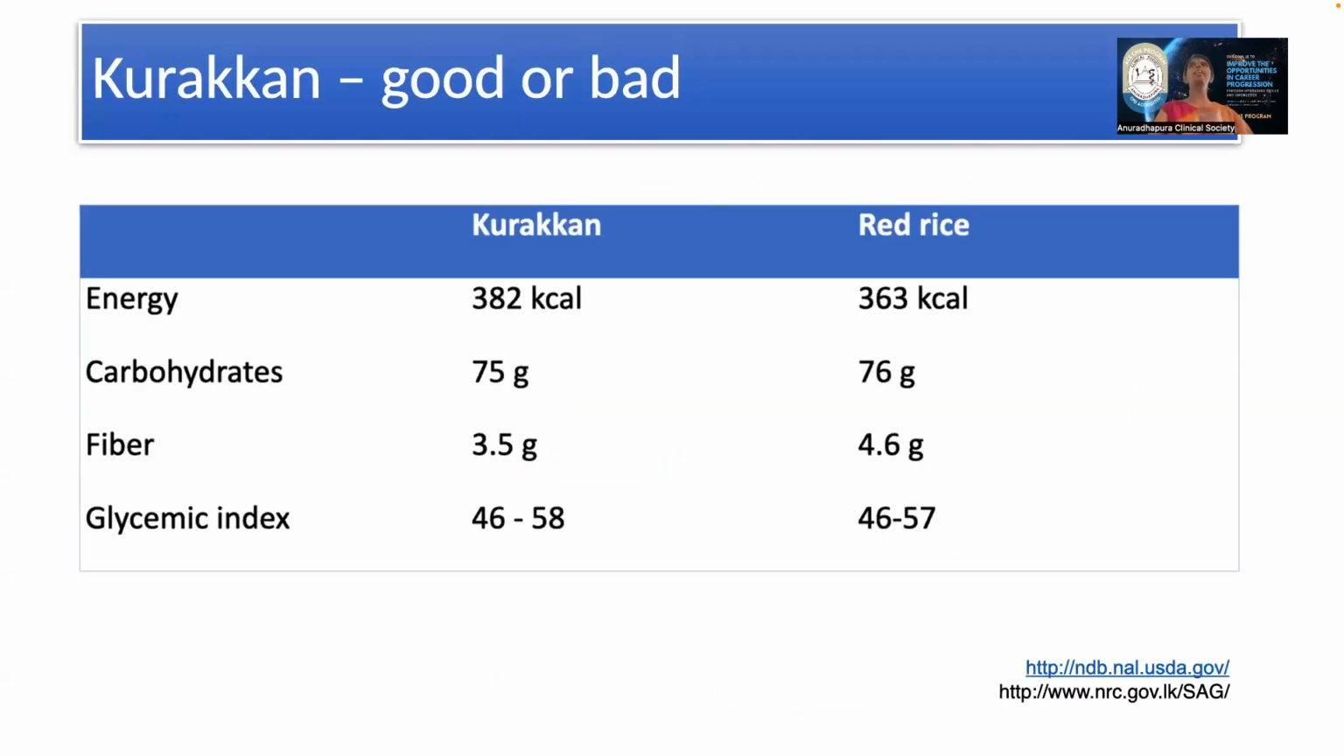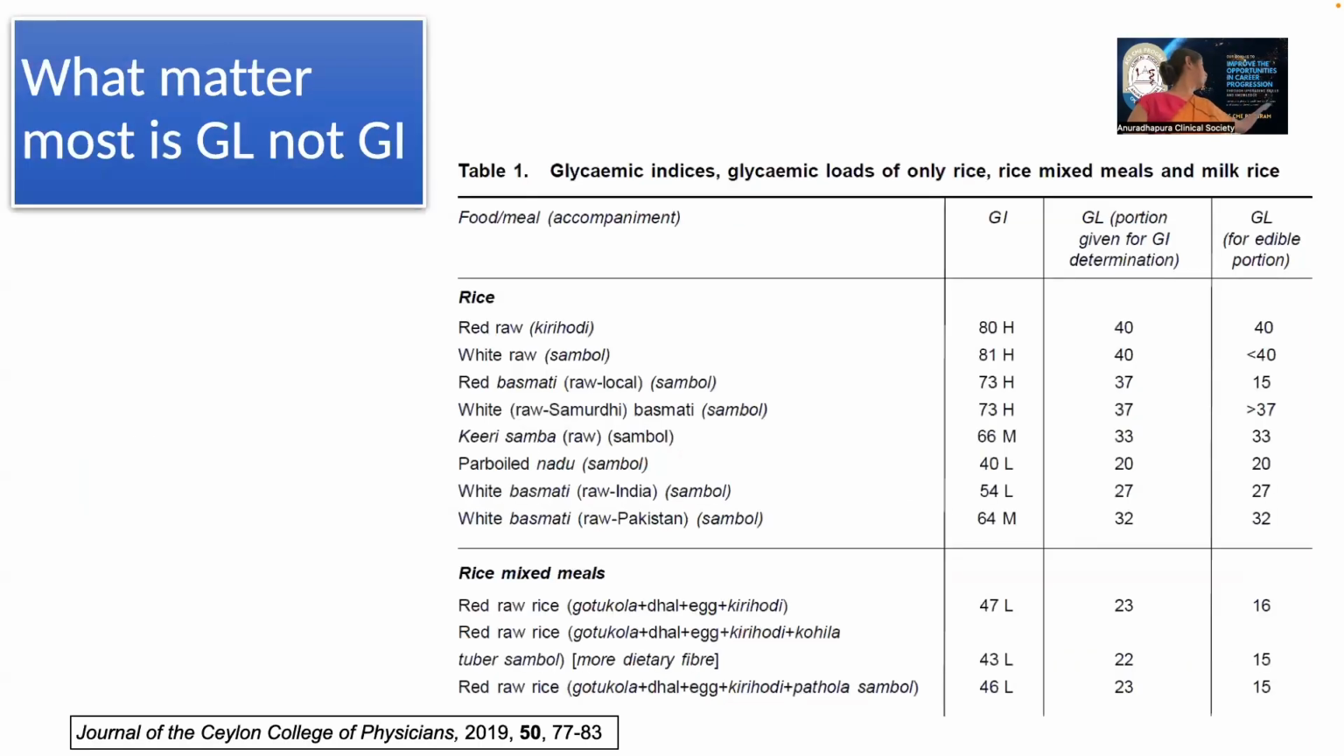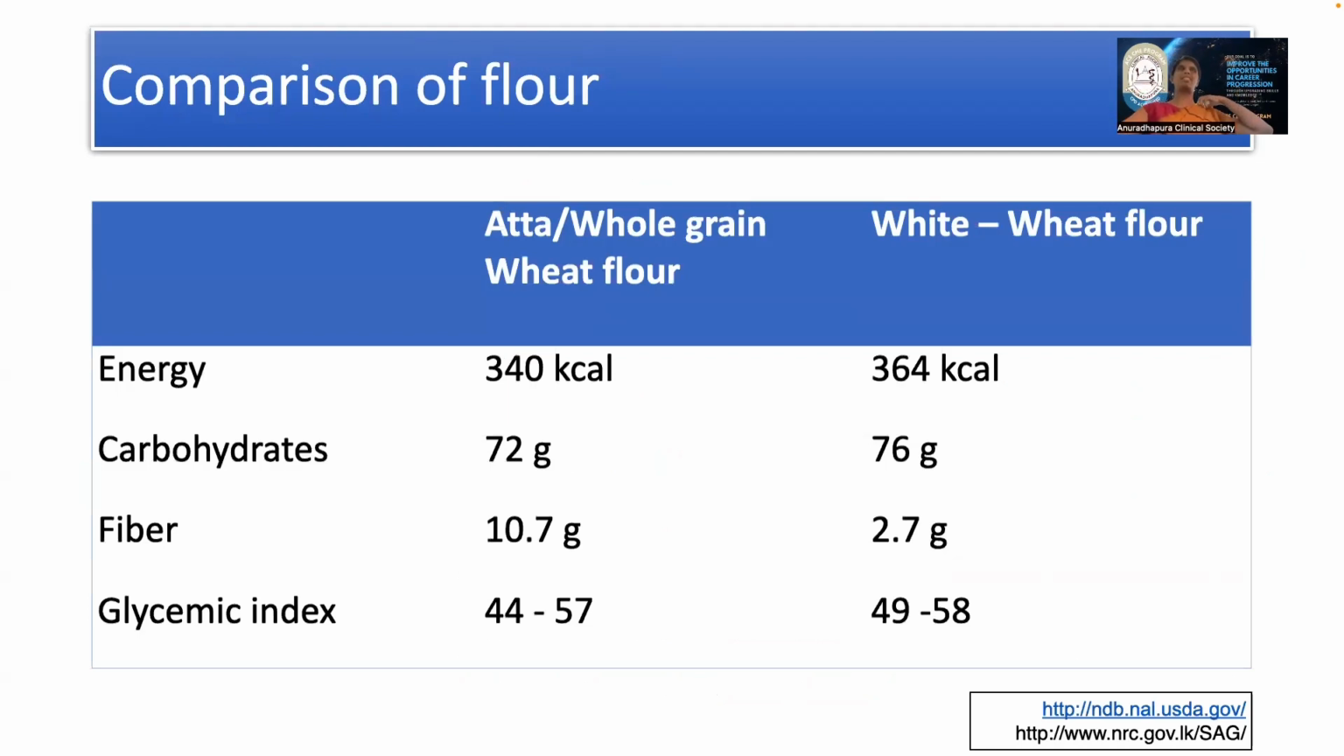And this again, kurakkan. So kurakkan, what do you think? All the patients think that kurakkan is the best for diabetes. And they are taking kurakkan thalapa, kurakkan kanda, kurakkan roti. All these things, again, if we go back, will not have any mixed meals. It's only flour and coconut, which will increase the glycemic load. So please tell people kurakkan is not the best option for glycemic control.